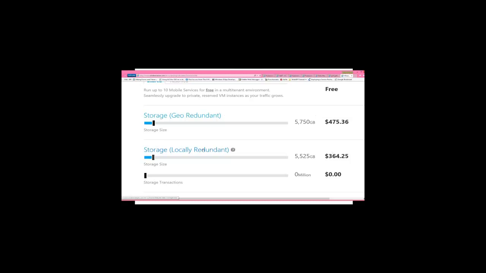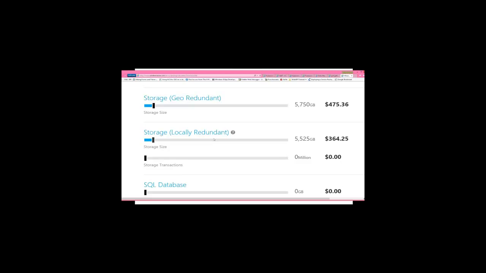This isn't very good. This is useful for taking your actual usage and figuring out what the total will be, but there are better ways of figuring out, or just looking at a price list. We'll do that in a second. Then the storage transactions. If you use 20 million storage transactions, that'll cost you $2.